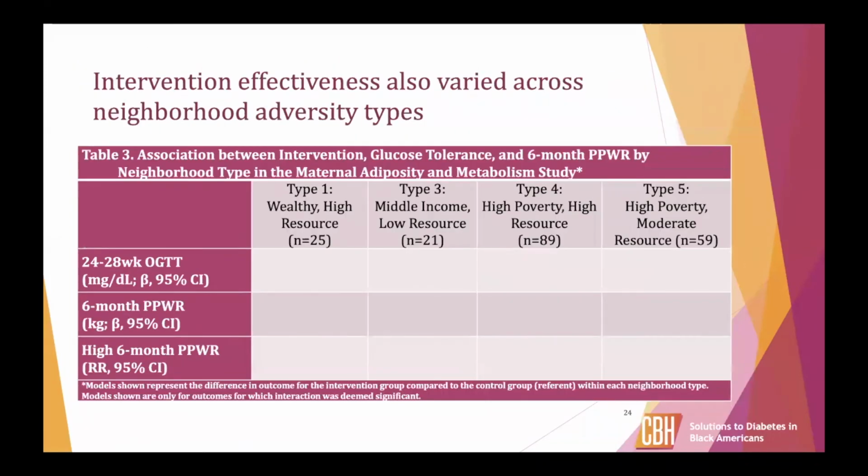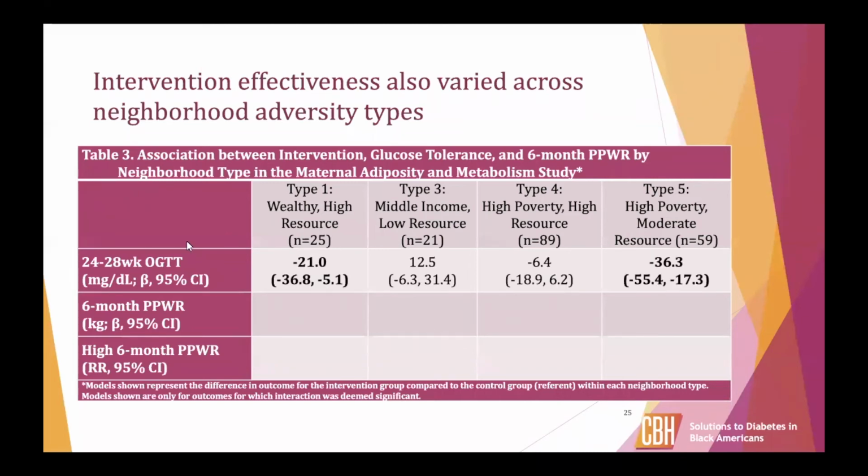Moving on to the interaction models looking at how intervention associations varied across neighborhood type, there were 3 interaction models that were significant, and that was for the outcomes listed here: glucose tolerance and postpartum weight retention outcomes. And to orient us to the table a little bit, because it's different than the table I just showed, the estimates that appear in each of the cells indicate the neighborhood-specific differences between the intervention and control group for that particular outcome.